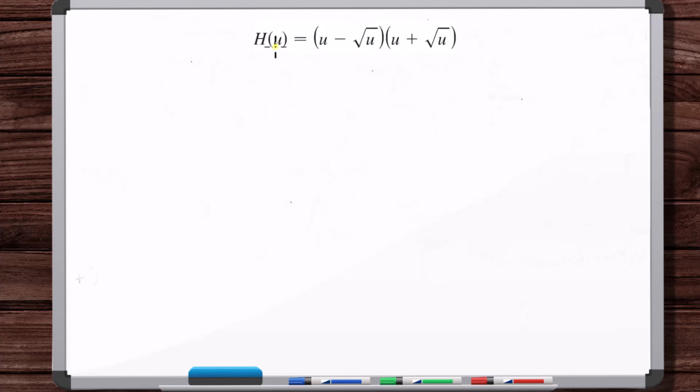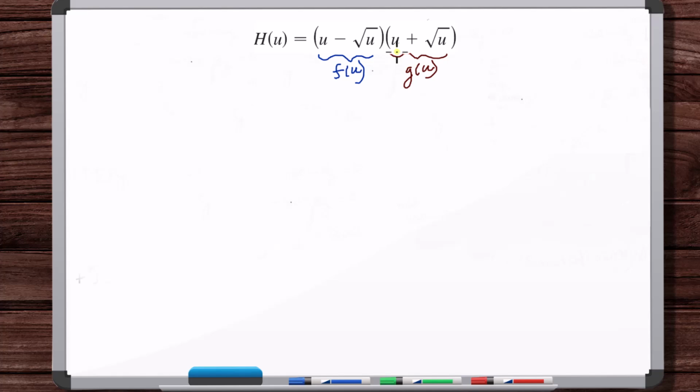Now h of u. Remember, you want to check your variables, because if this was h of x, let's just say h of x is equal to u minus root u, then this would just be a constant. Any other variables that aren't listed as part of the function input are constants. So the derivative h prime of x here would be 0. But no, these u's are input variables. So let's use the product rule. Here is one function of u, and here's another function of u.